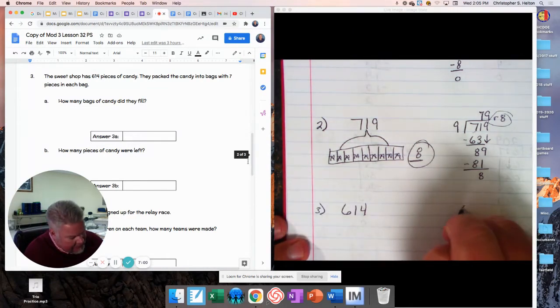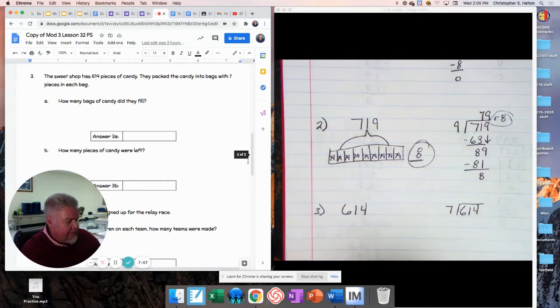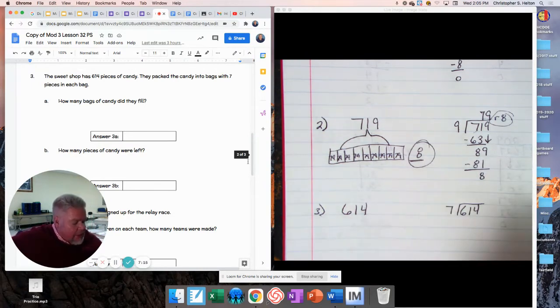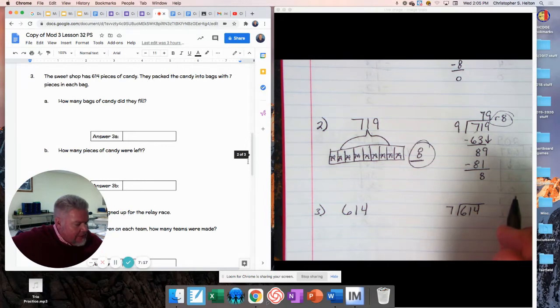Let's divide that 614 into 7 pieces for each bag. And when we divide, we're going to find out how many bags it would make if we took 614 pieces of candy and put 7 pieces per bag. How many bags could we make? So we're going to divide and find out.